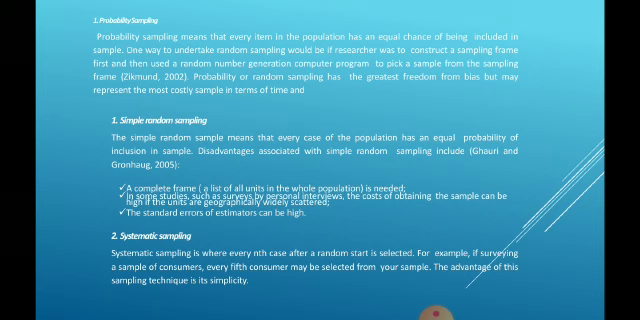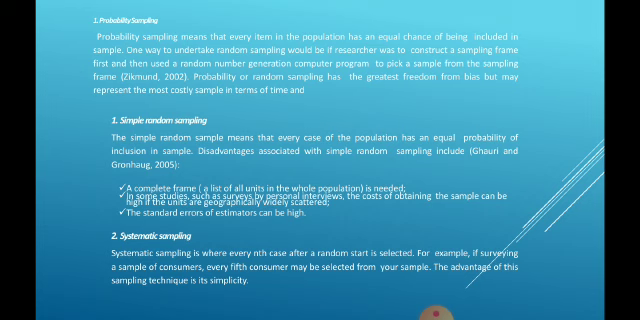Disadvantages associated with simple random sampling include: it requires a complete frame. In some studies, such as surveys by personal interviews, the cost of obtaining the sample can be high if the units are geographically widely scattered. Next, the standard errors of estimators can be high. Second method, systematic sampling. Systematic sampling is where every nth case after a random start is selected.